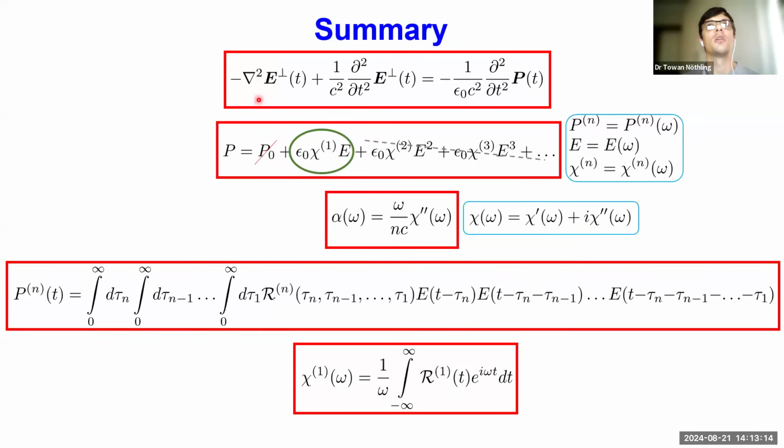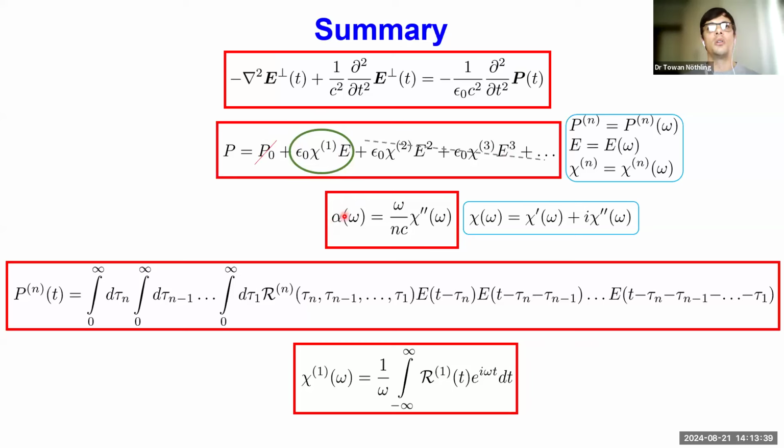Okay, so a brief summary. We have seen that the propagating electric field relates to the polarization within the material. Then we expanded the polarization in orders of the electric field, different orders of polarization, and we considered the linear part of this expansion.